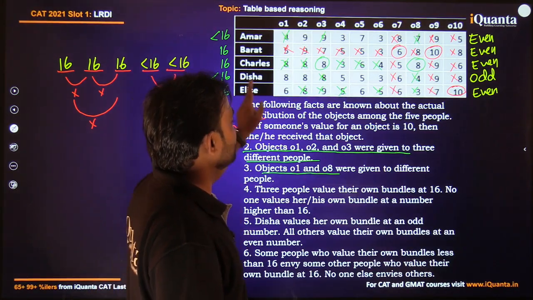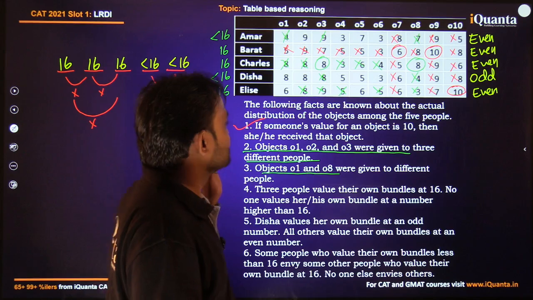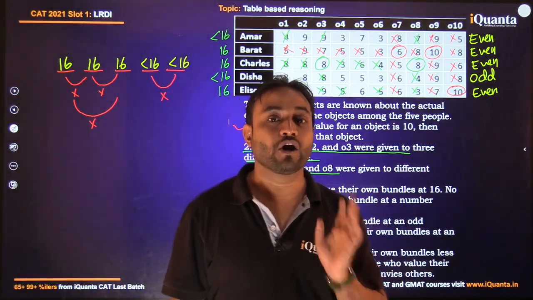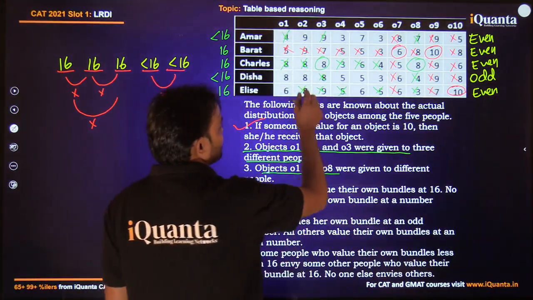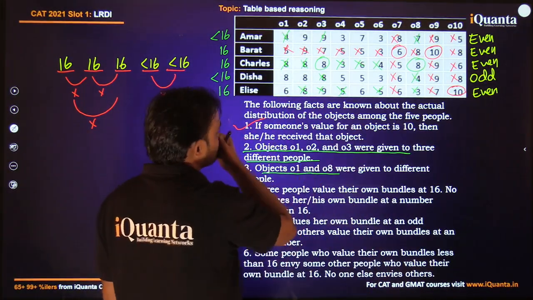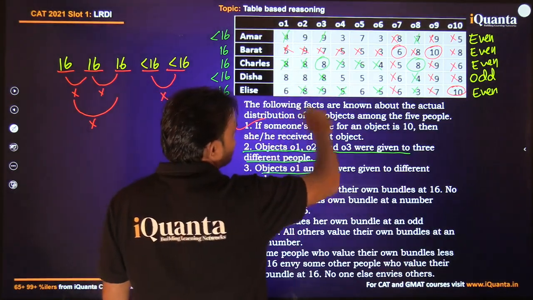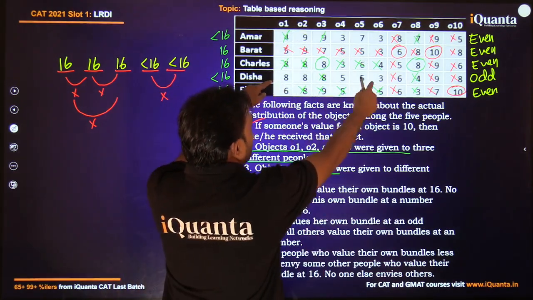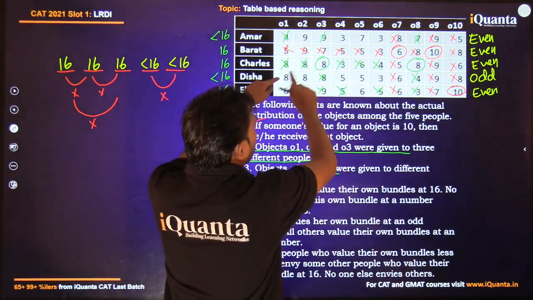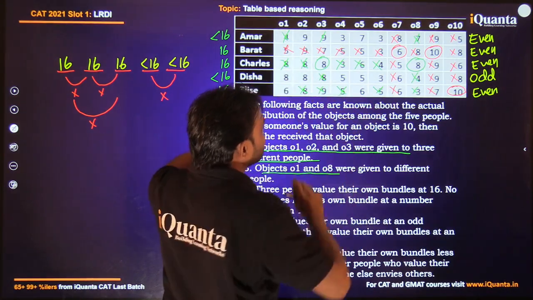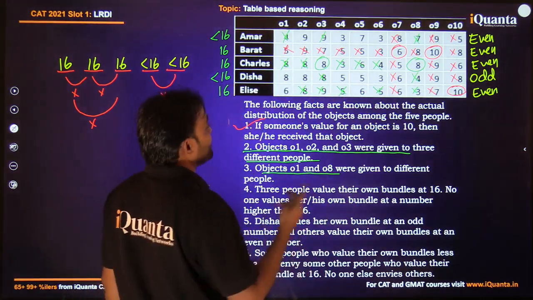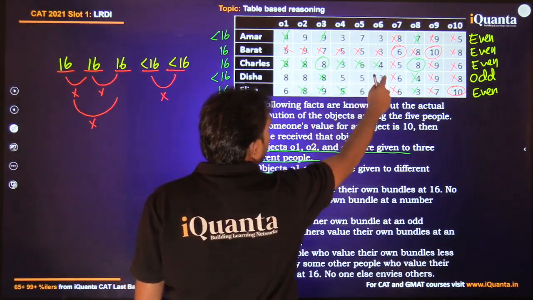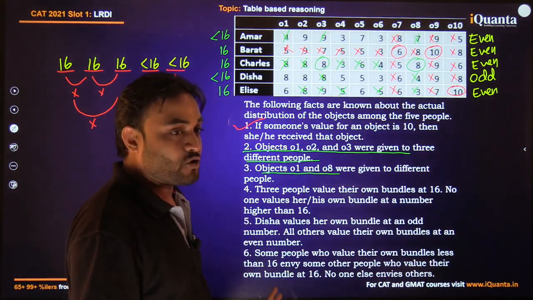What's left? We are left with Disha. We know that Disha values her bundle at an odd number, so it must be even plus odd or odd plus even. So we must take one of these 2, 8 and one of these 3, 5. So it will be object 1, object 4; object 1, object 5; object 1, object 6; or object 2, object 4; object 2, object 5; object 2, object 6. We need to check all the possibilities.